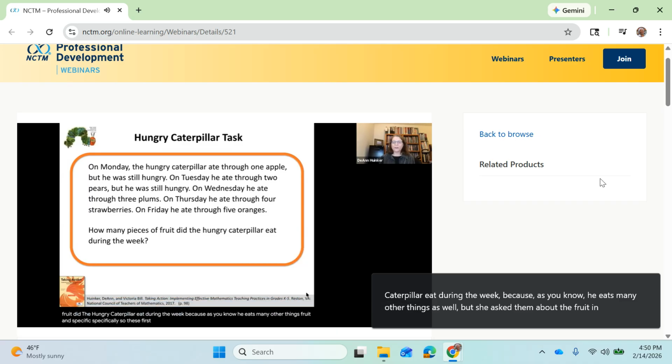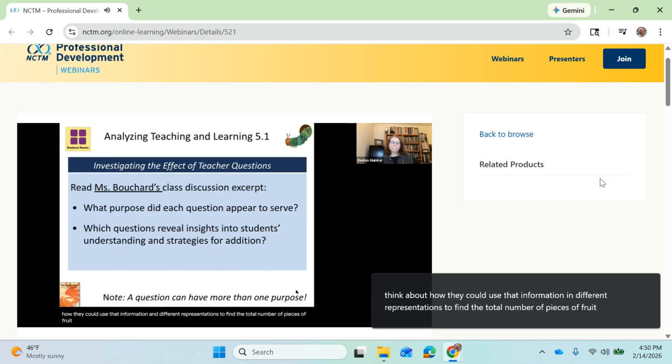So these first graders were really being asked to add 1 plus 2 plus 3 plus 4 plus 5. That's a pretty challenging task for first graders to keep track of all of that information and to think about how they could use that information in different representations to find the total number of pieces of fruit. So we have pulled another artifact out of the book, and we're going to send you back to your same breakout groups so that you can continue the conversation you've started.